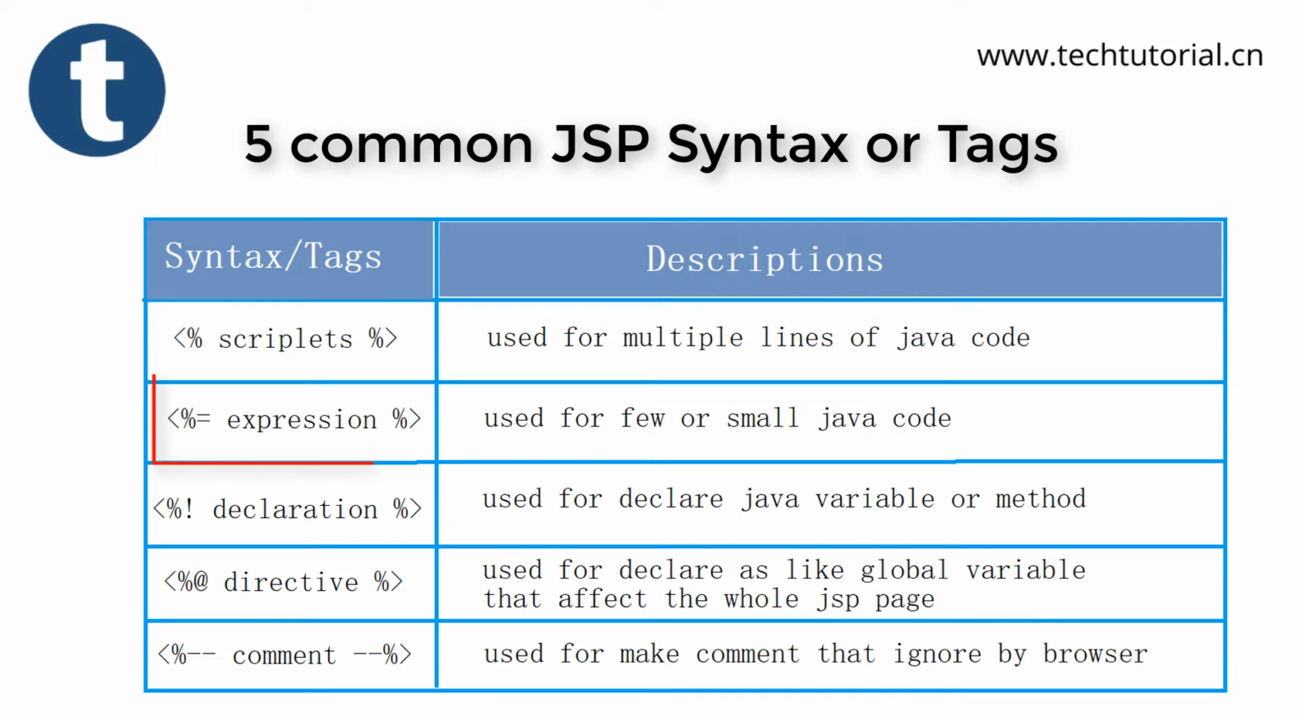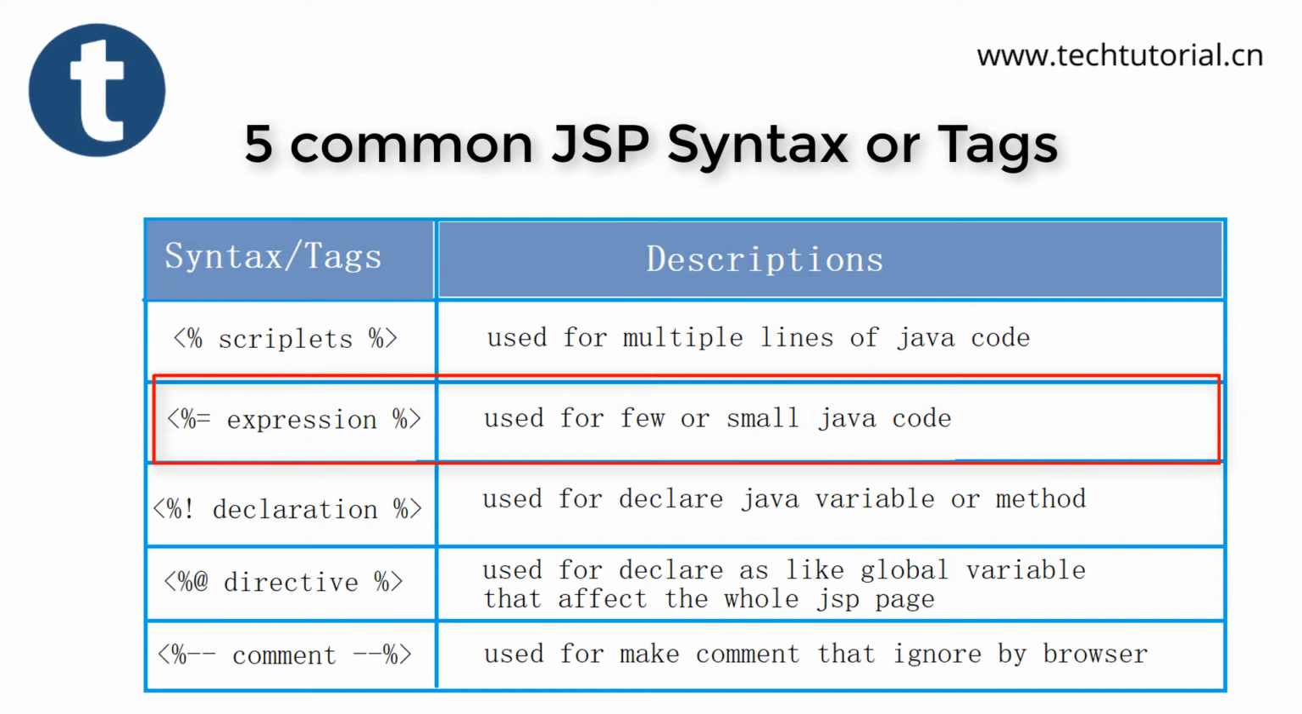The second one is the JSP expression tag. It starts with angle bracket percent equal sign. The expression tag is used to print out the Java language expression that is put between the tags. An expression tag holds any Java language expression that can be used as an argument in the out.print method.